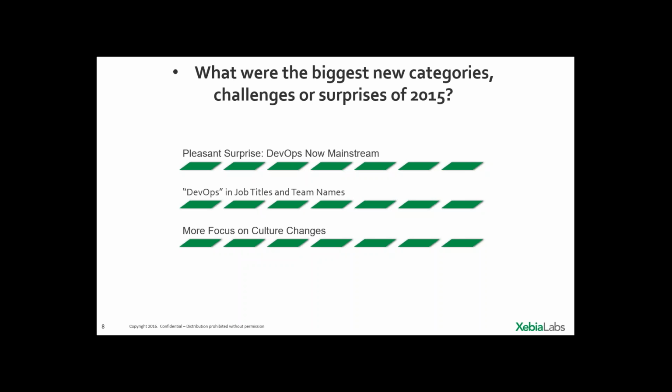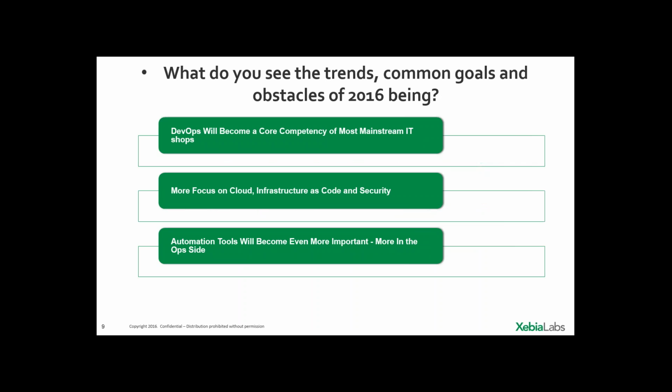Okay, folks, I'd like to move on to our next question, if it's okay. And that is, what do you see as the trends, common goals, and obstacles for 2016? What are the big stories for 2016? Topo, if it's okay, we'll start off with you.